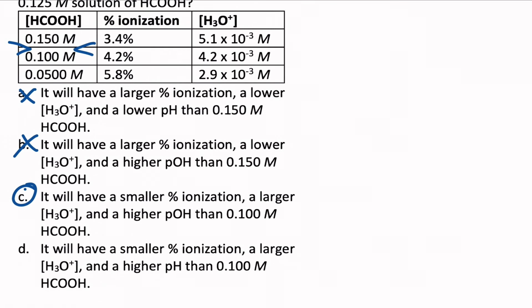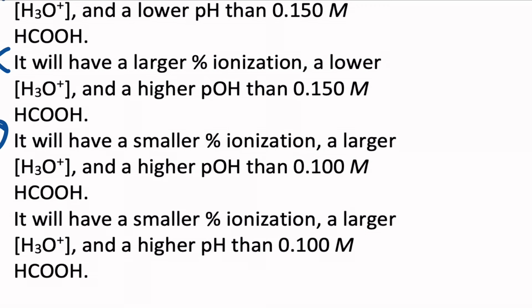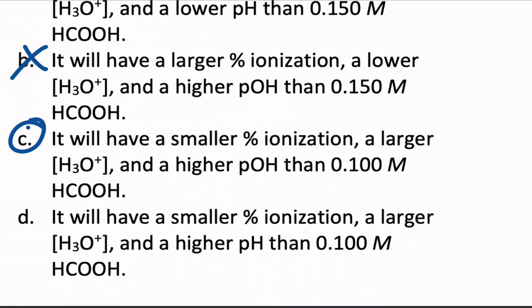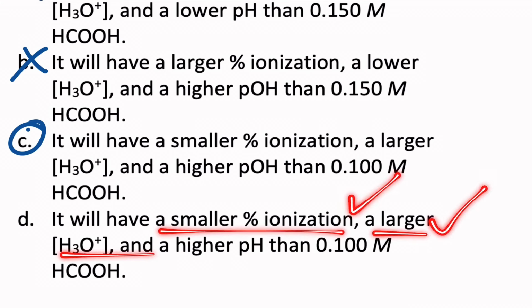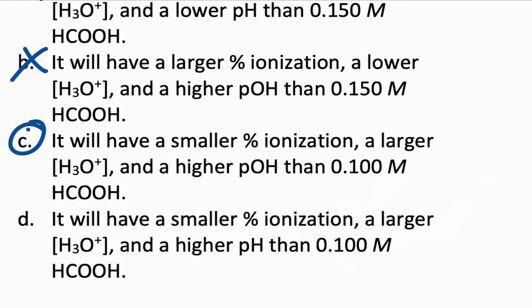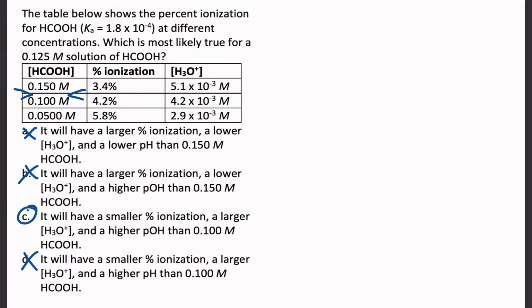Just for completeness, since this is review time and we can take our time, let's check the fourth choice and make sure it's incorrect. Well, the smaller percent ionization we've already talked about. The larger concentration of H plus we've already talked about. That's also true. And if the H plus is larger, pH would be smaller. That's incorrect. So we've narrowed it down to C. Looks like C is the correct answer.